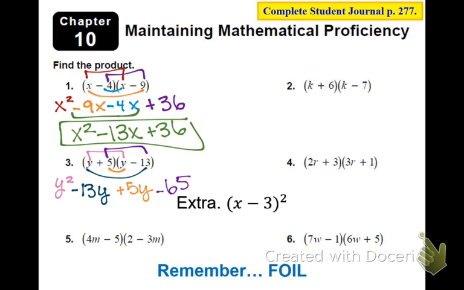All right, so I still see y squared is the only squared term. Minus 13y and plus 5y will be negative 8y. And then minus 65.